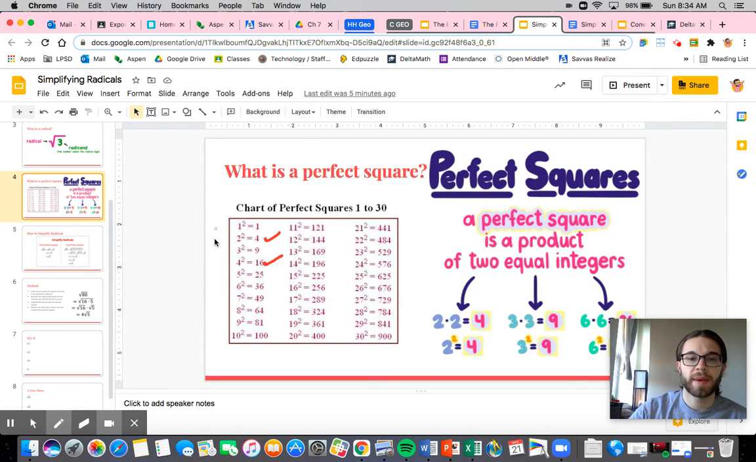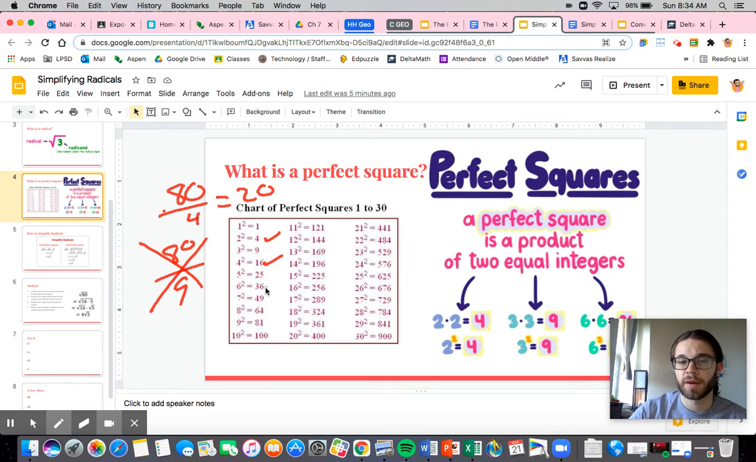Okay, so what do I mean by that? I mean, just kind of keep checking, right? 80 divided by 4, well, that's 20, so that works. 80 divided by 9, if you plug that into a calculator, it's going to be something with a decimal, so that's not going to work, right? If you did the same thing with 25, it's not going to work. 36, it's not going to work. Once you get over half, it's not going to work, so don't try it, okay?